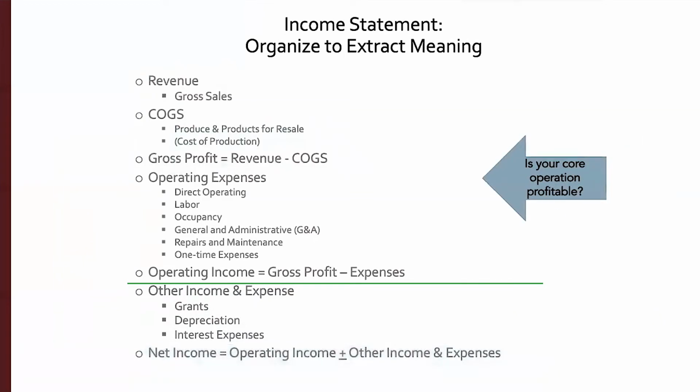And by organizing it this way, we can see number 1 is your core operation profitable. We've put all of your operating revenue and expenses above the line. And below the line, we have all the transactions associated with debt and capital improvements. So we can see, can you afford the debt that you have, and can you afford your capital improvements? Is something else driving your profit or loss?